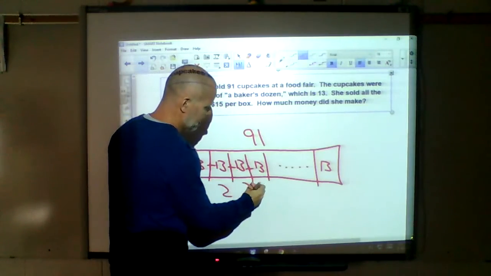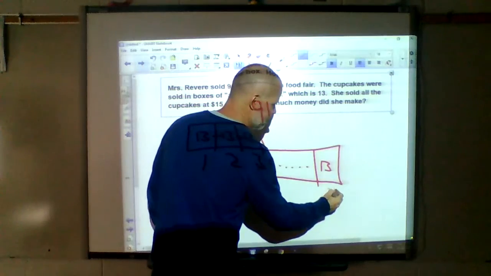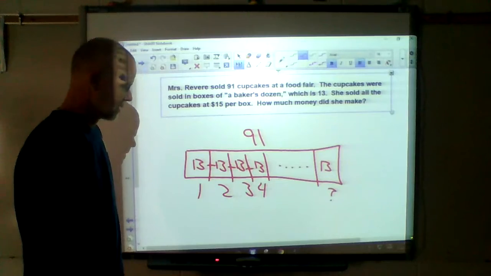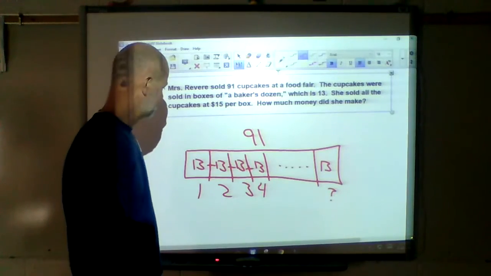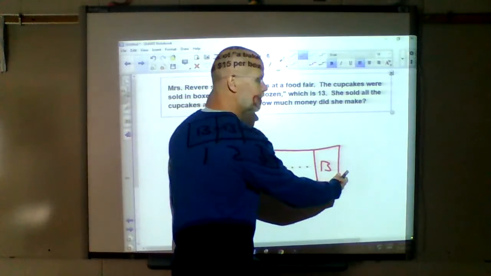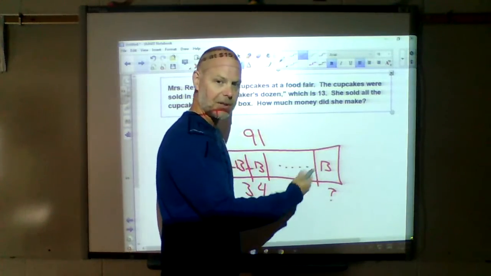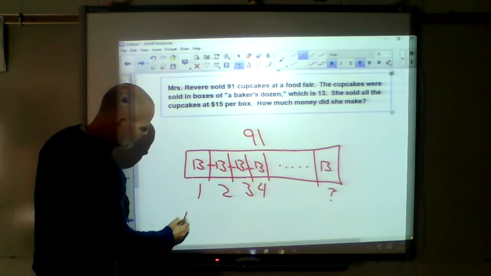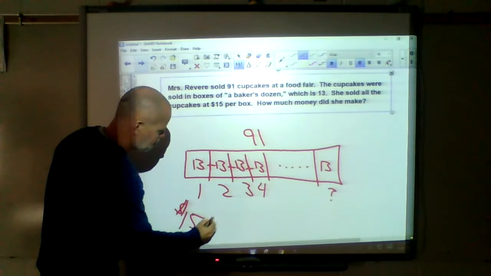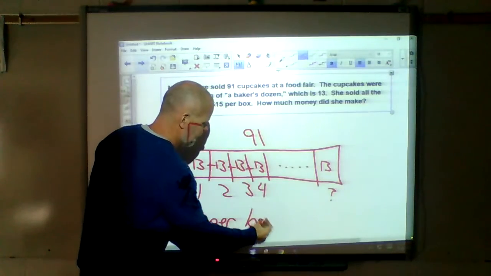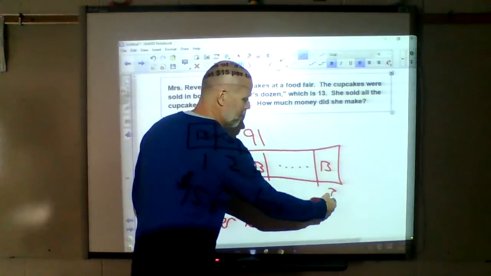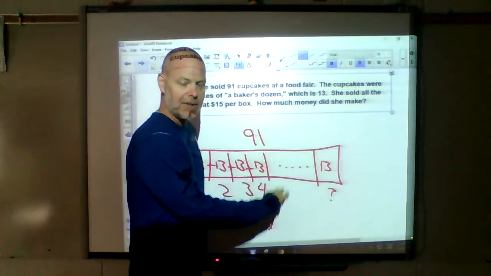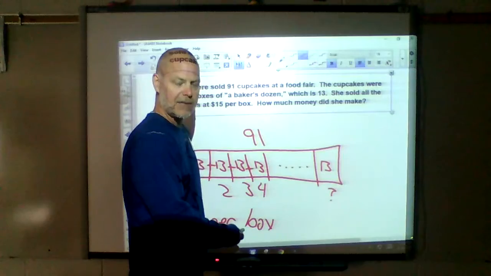1, 2, 3, 4, I don't know how many boxes. But you'll figure it out, right? 13 plus 13 plus 13 plus 13. Okay. How much money does she make now? It's $15 per box, and you will know exactly how many boxes there are, okay? So it'll be 15, 15, 15 per box, or you could multiply, that's fine either way.